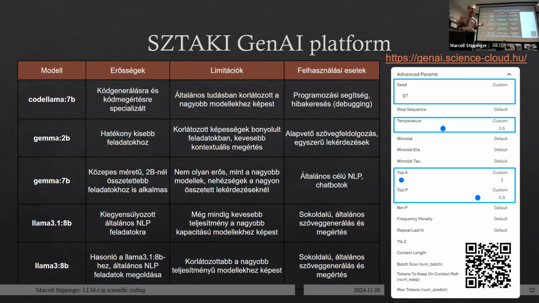Top K means that when choosing the next token, we choose among the top K most probable next tokens to complete the sentence. And top P means that we include tokens up to obtaining the cumulative probability P. So consider as many tokens as cover 90% of the possible continuations of the sentence in this example.